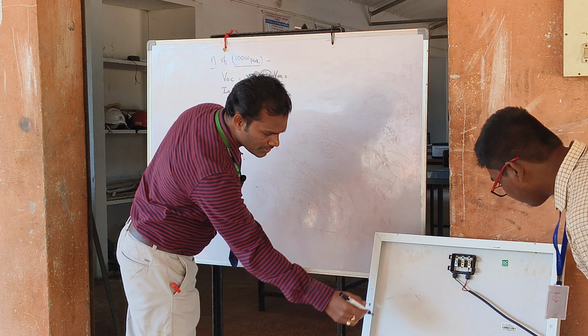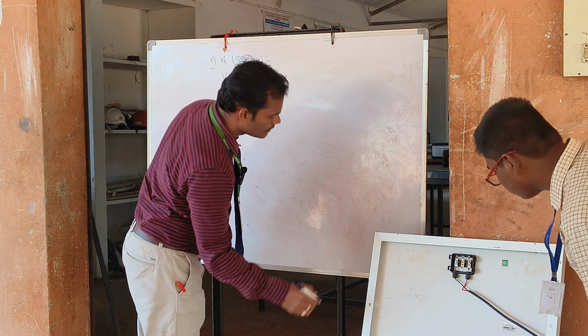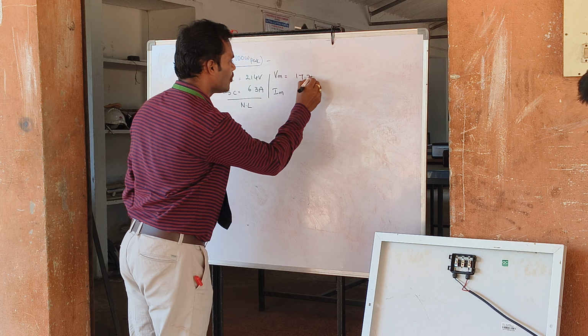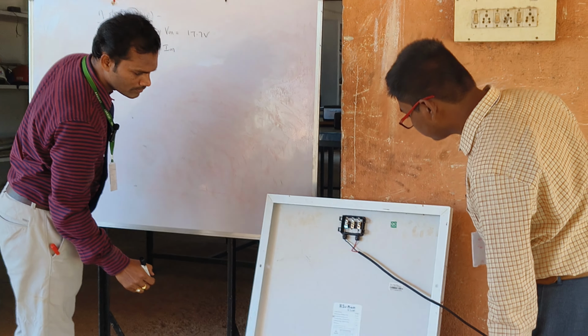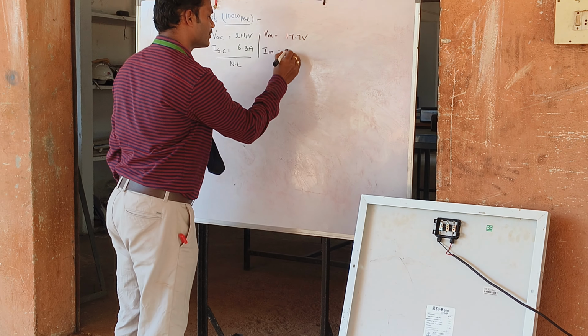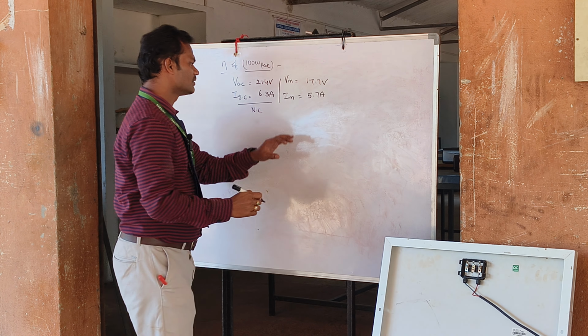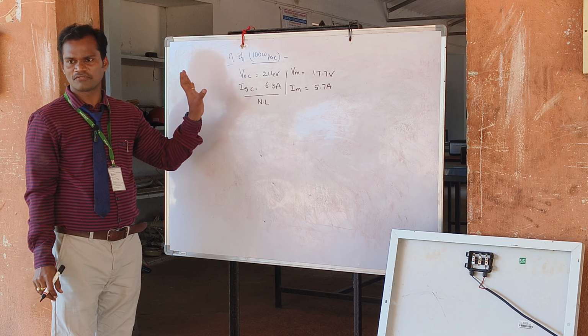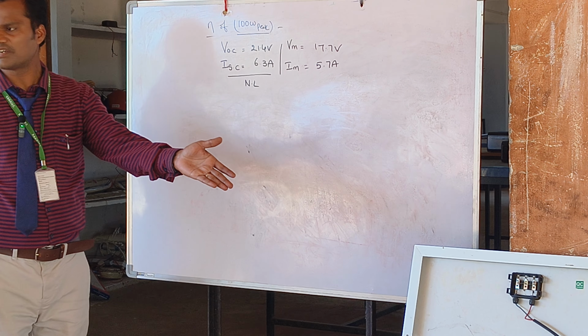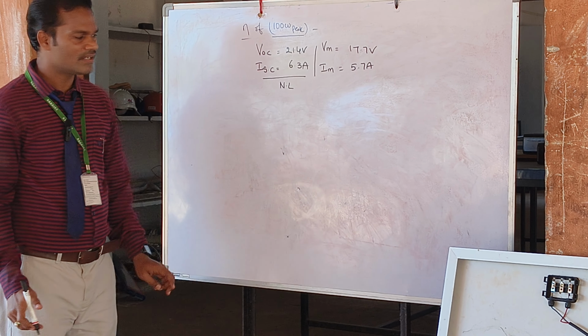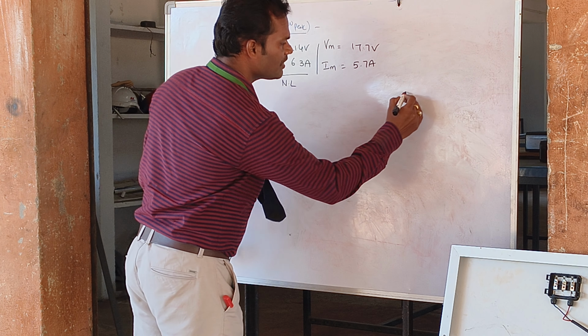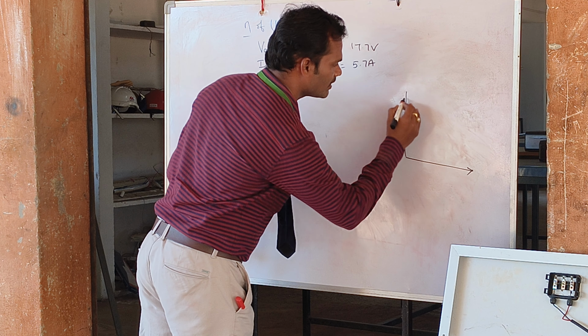So what is the value of Vm given? Vm is 17.7 volts. Very good. What is the value of Im given? 5.7 amps. Very good. So now these are the parameters given to us. What we need to find out is the efficiency of the solar panel, which is not given, and the IV plot of this solar panel is also not given.